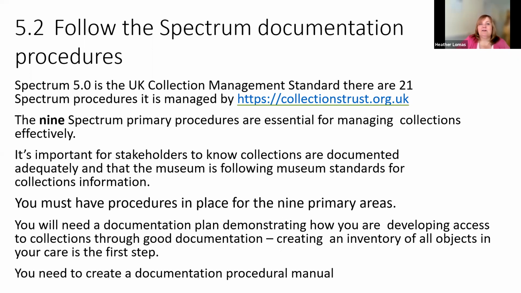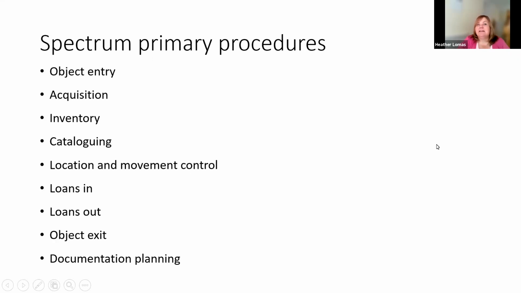So just to remind ourselves of the 9 Spectrum primary procedures, I've listed them here. So they cover object entry, acquisition, inventory, which I've just mentioned, cataloguing, location and movement control, loans in, loans out, object exit, and documentation planning. So those are the key 9 areas that you need to demonstrate are being covered by the museum and are listed in your documentation procedural manual.